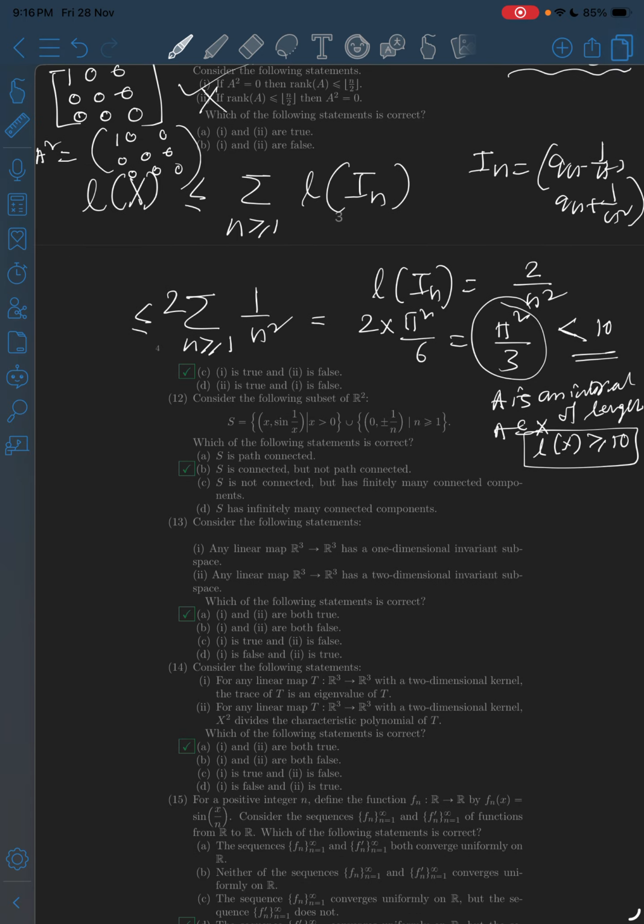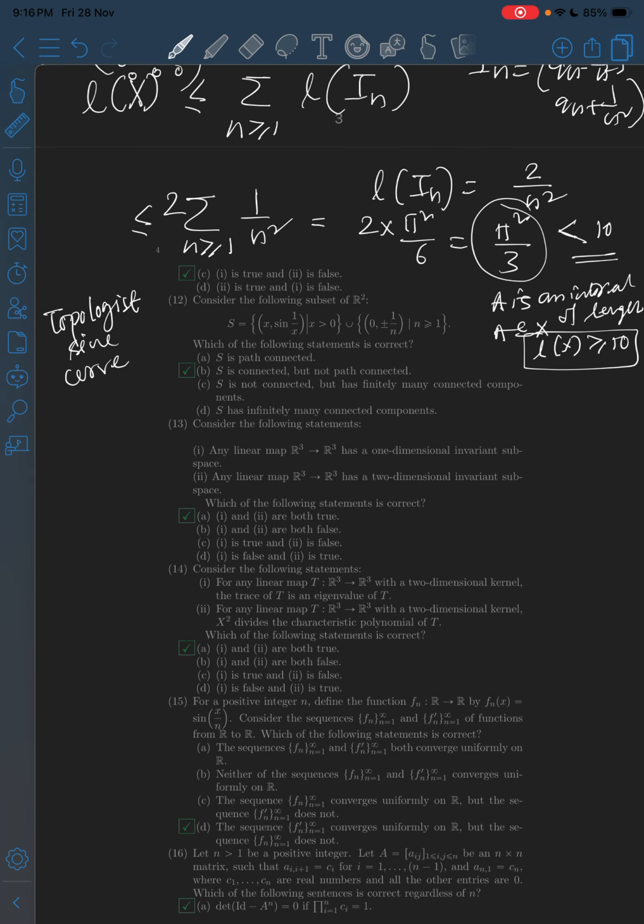Now question number 12. I am not going to explain question number 12 because this is a very well known example. This is called the topologist's sine curve. Those who have read path connectedness will definitely see it, whichever book you are reading. If you follow my videos, I have already suggested a book for preparing for NBHM or TIFR, that is Kumaresan's book, and in that book the same example is given, and it is also proved that S is connected but not path connected. So this is the topologist's sine curve example. I am not going to explain it here, you will get it in the book. It's a standard fact.